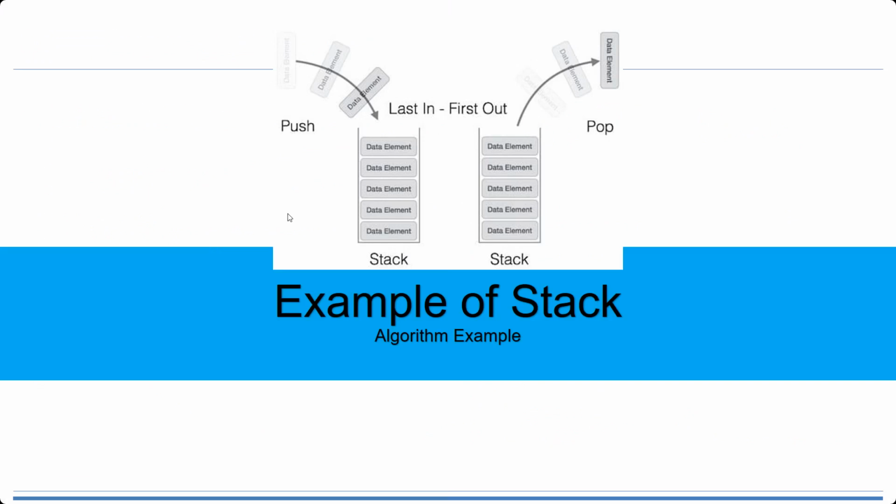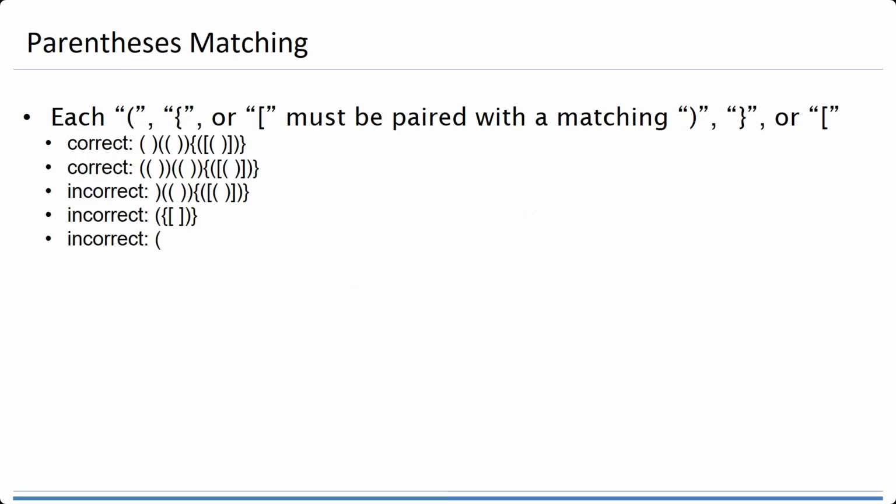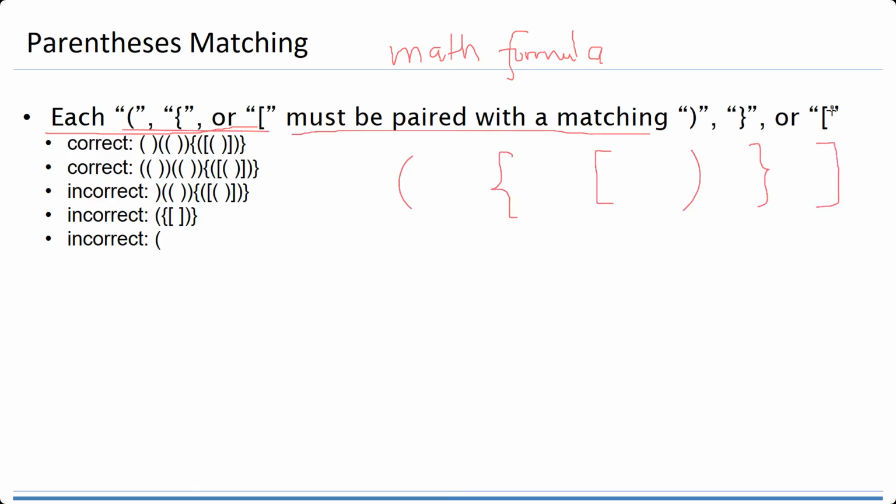Okay, there are some examples about the stack. First, we can do the parenthesis matching. If you are working with a mathematical formula, you will need this kind of algorithm. The algorithm will run for each of these parentheses. The parentheses can be the general parentheses, the curly braces, or the square brackets. And for every opening parenthesis, it must be paired with a matching closing. So there should be a closing, and there should be a closing. Oh, but this one is closed.